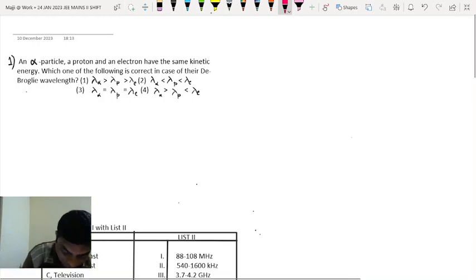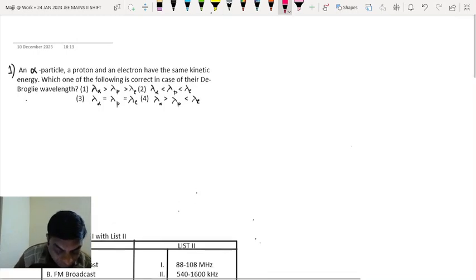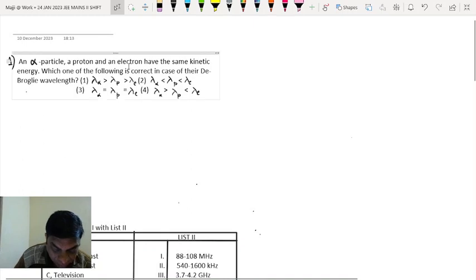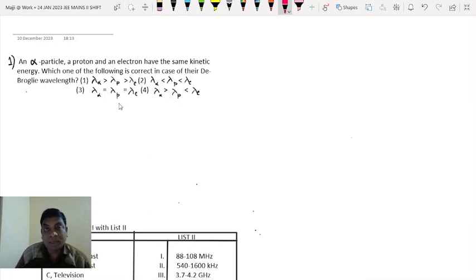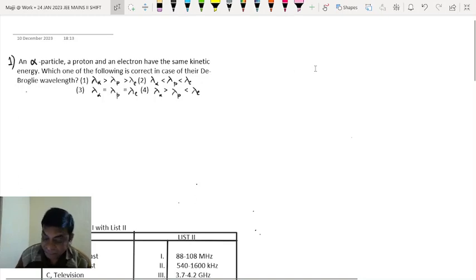Coming to the first question: an alpha particle, a proton and an electron have the same kinetic energy. Which one of the following is correct in case of their de Broglie wavelength? Here the de Broglie wavelength is lambda, and the subscripts are clearly given for alpha particle, proton, and electron. We have to arrange them in ascending or descending order.